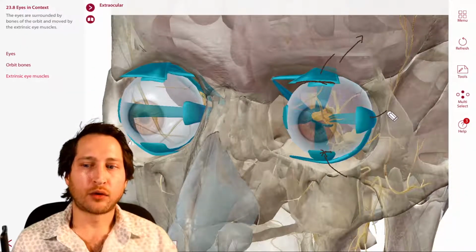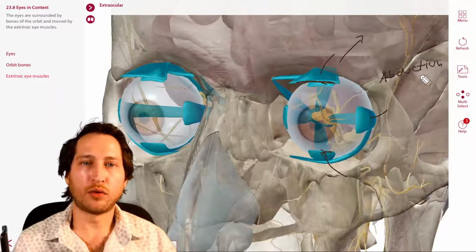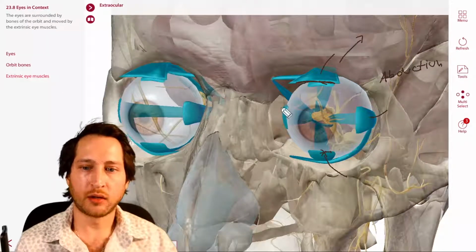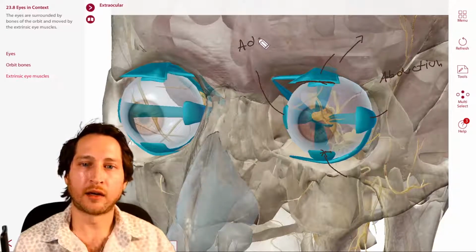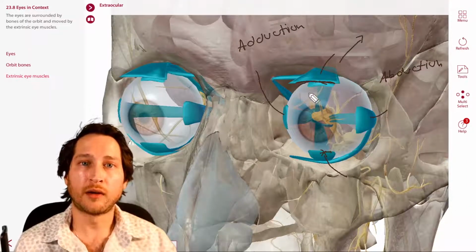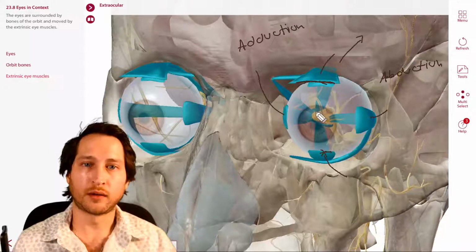Now, this lateral rectus is going to be involved with abduction of the eye, so moving the eye away from the midline or in the lateral direction. And then the medial rectus is going to be involved with adduction. That's going to be movements towards the midline or towards the medial part of your visual field.